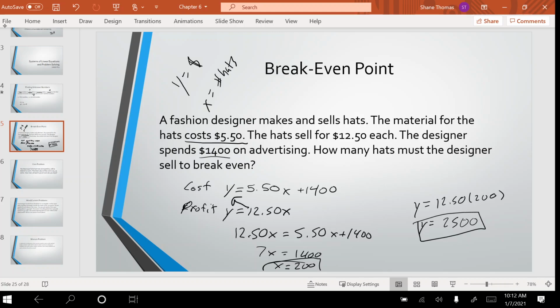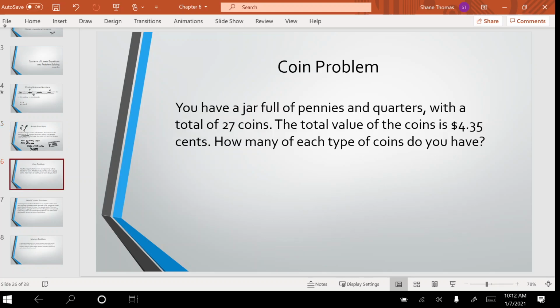All right, next one, coin problems. I think coin problems are fun. They're probably my favorite type. They're not stupid. All right, so coin problem. You have a jar full of pennies and quarters with a total of 27 coins. The total value of the coins is $4.35. How many of each type of coin do you have?